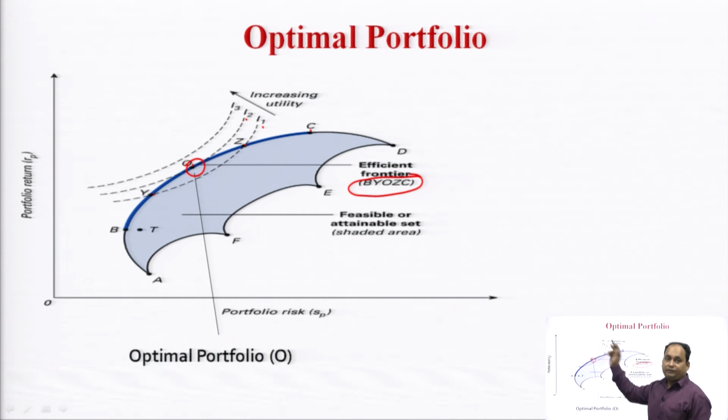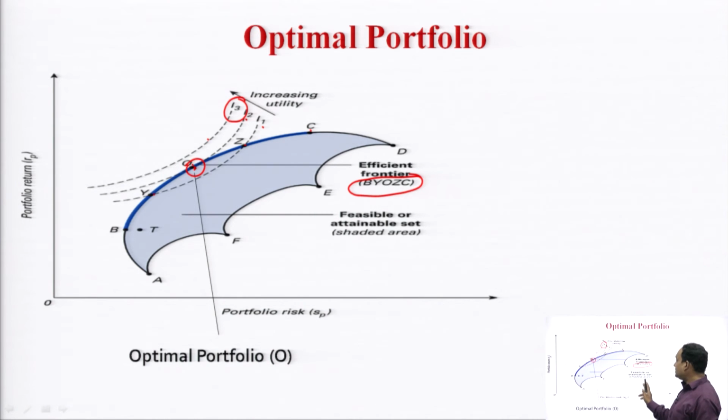Investor will not move towards I3, but the investor will stick with I2, because the efficient frontier lies under I2 at the O point. So, this intersection point will be treated as the optimum portfolio.